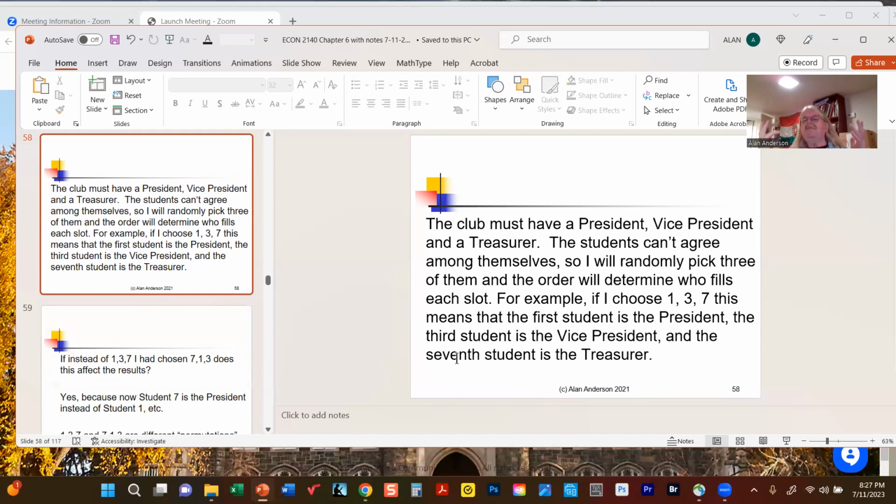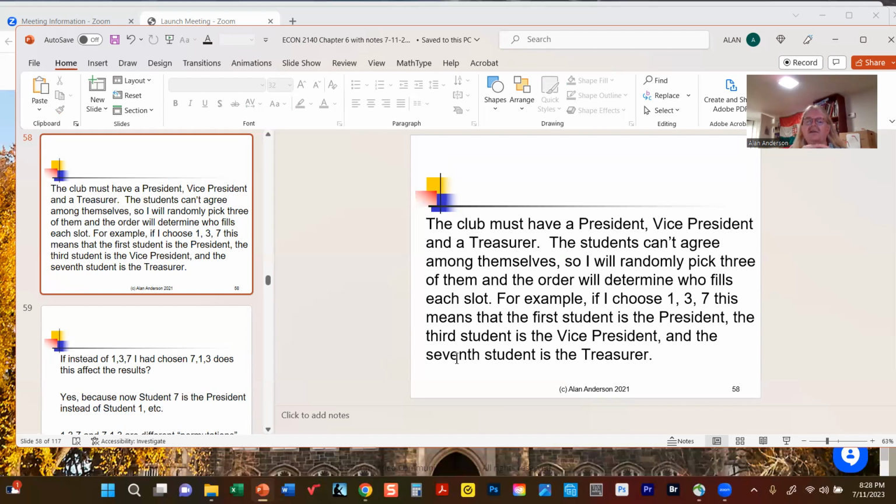So let's say I've become the faculty advisor. And so I know that I've got to have a president, a vice president, and treasurer. And I ask the students, well, who wants to be the president? Who wants to be the vice president? And who wants to be the treasurer? And the students can't seem to agree among themselves who gets to be which. So I decide that I will randomly pick 3 numbers. There's 20 students. I'm assigning each student a number. And the order in which I select them will determine it: first chosen is the president, the second chosen is the vice president, and the third one is the treasurer.